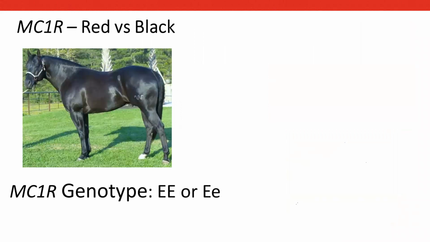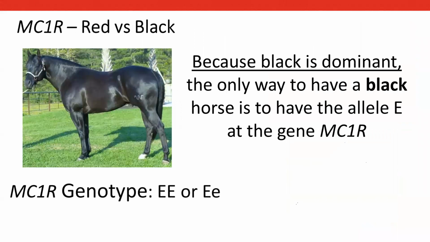So we have this horse here who is obviously black in coat color. Because black is dominant, the only way to have a black horse, or for that horse to be black, is to have a big E allele at the gene MC1R. And so therefore, since we know he has a big E allele, we know his genotype has to be either big E, big E, or big E, little e.